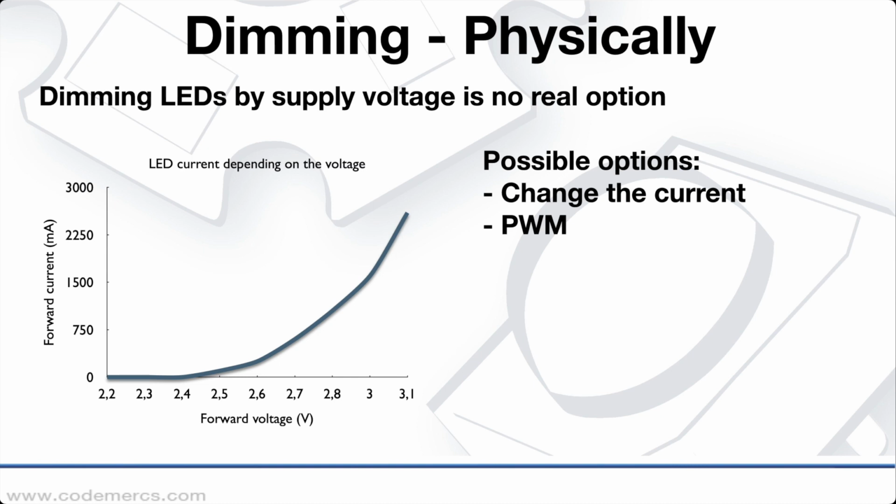But how do we dim the LED physically? Varying the supply voltage to the LED is not really an option. The difference between the voltage where the LED produces no light and the point where the LED overheats is very small, so varying the voltage is not such a good idea. The possible options are to change the current through the LED or to use a pulse width modulation.